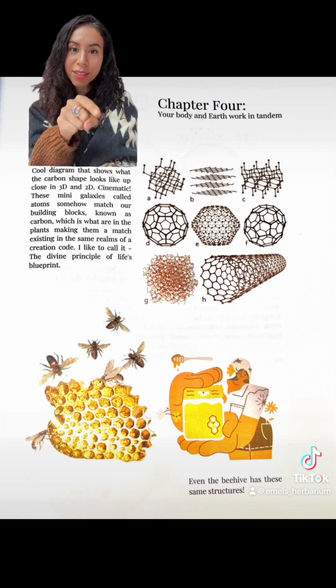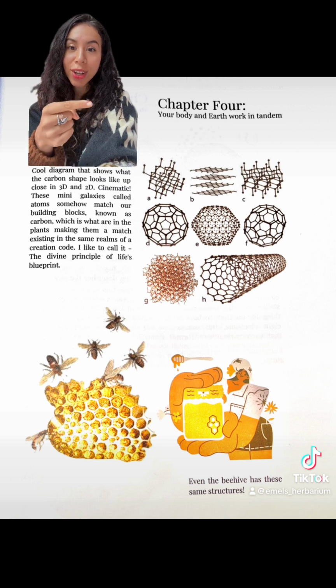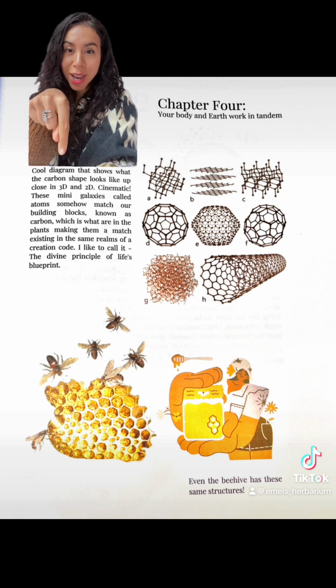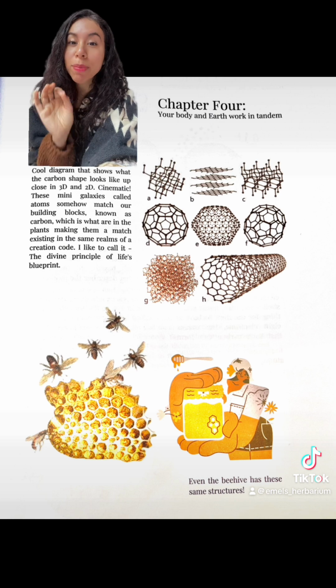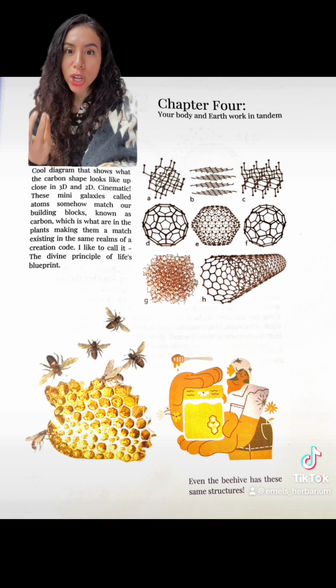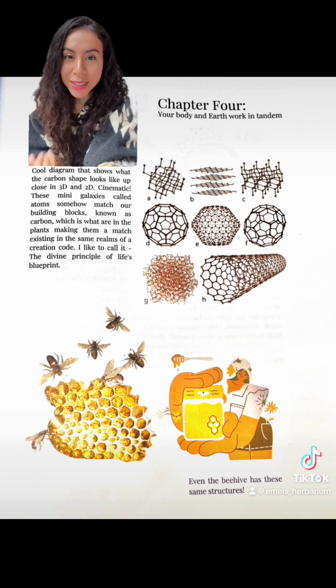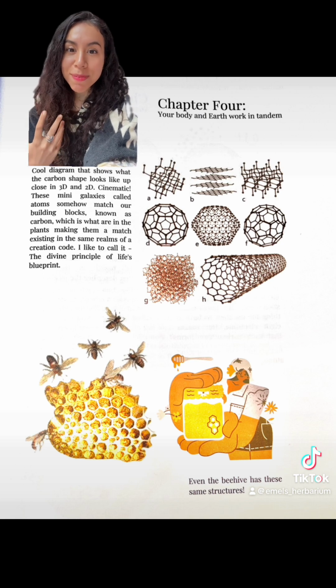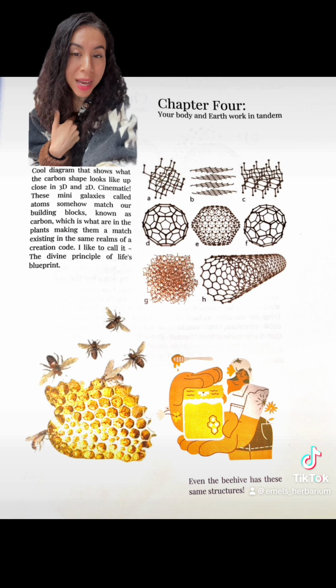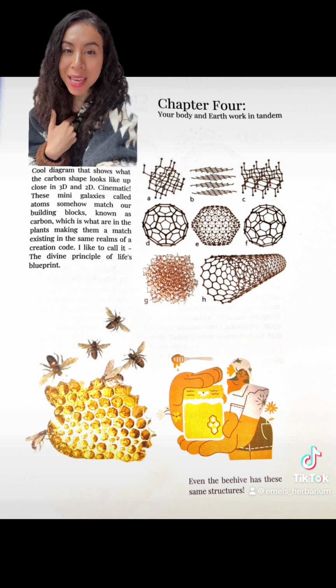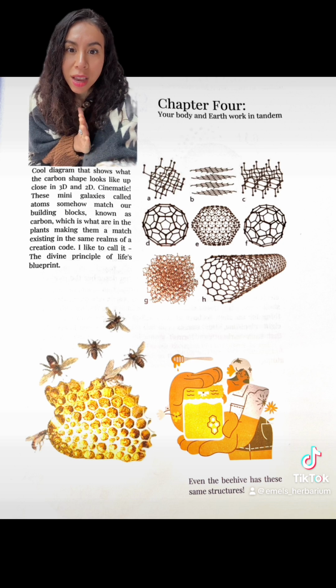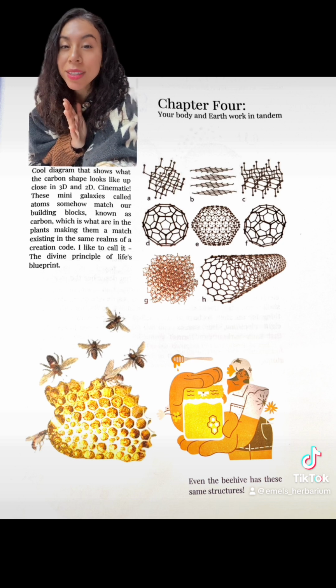Check out these carbon structures. What do they look like? Read on. So, cool diagram that shows what the carbon shape looks like up close in 3D and 2D, cinematic. These mini galaxies called atoms somehow match our building blocks known as carbon, which is what are in the plants, making them a match existing in the same realms of the creational code. I like to call it the divine principle of life's blueprint.